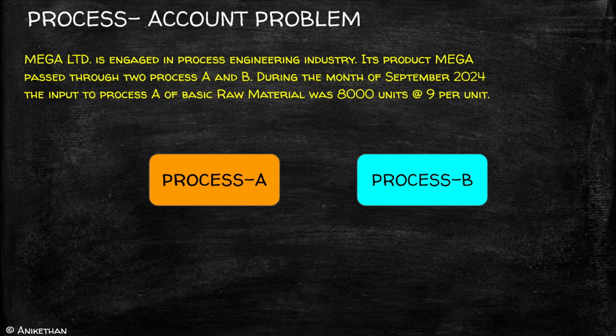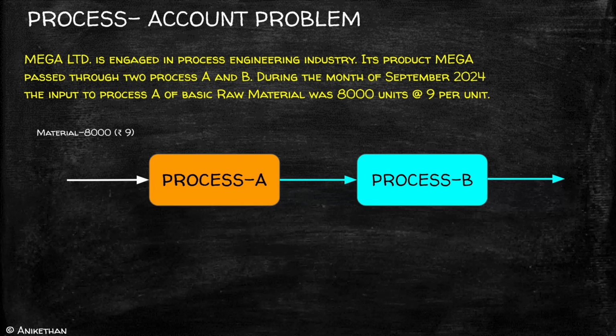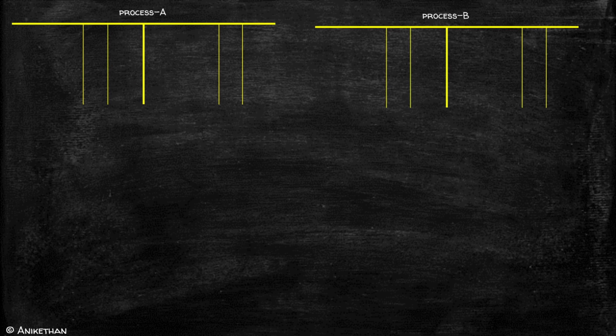So I have two processes, A and B. Then the information given is I have material of 8000 units and unit value is 9. Apart from this, so far no other information is given. So I prepared two pro forma for process A and process B. So to material 8000 units in the units column and value is 72,000.